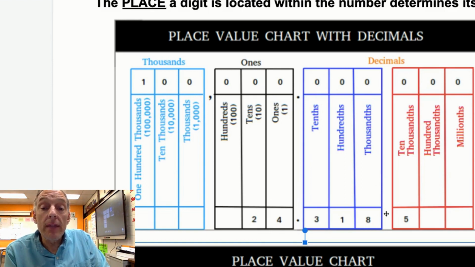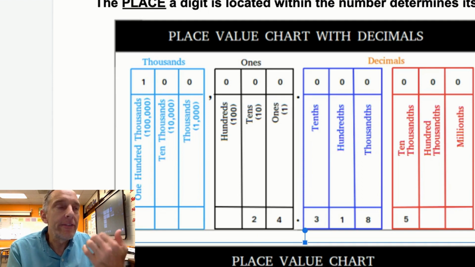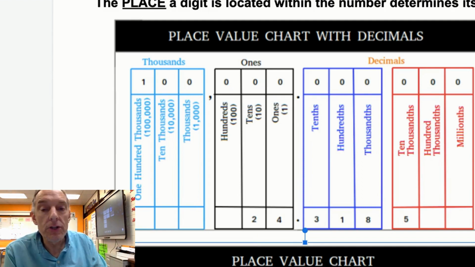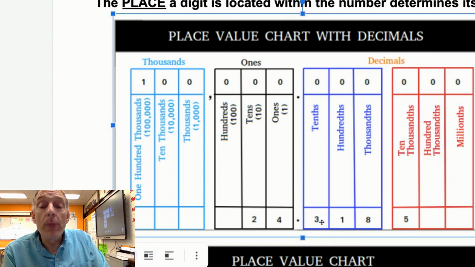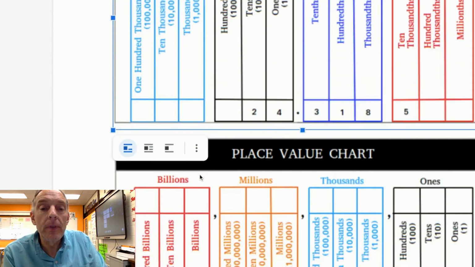So the further away from the decimal point, the smaller the value if you're going to the right. If you're going to the left, the further away from the decimal, the larger the value. And its place within those columns will determine its actual value. So if we have a 3/10, 1/100, 8 thousandths.